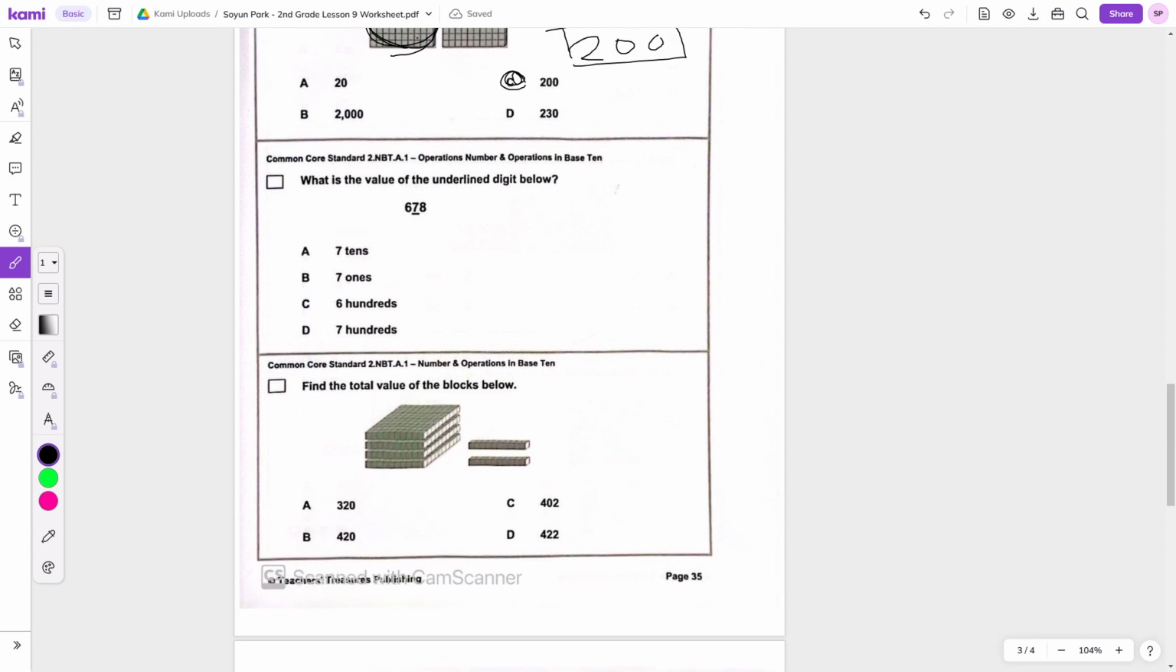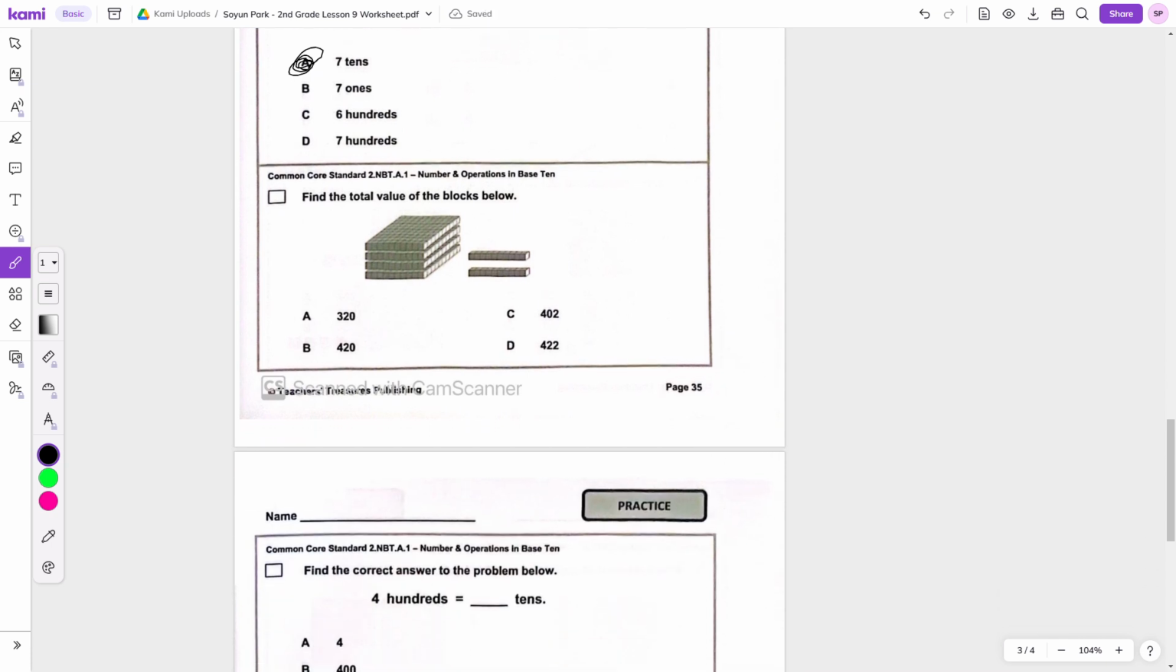What is the value of the underlined digit below? So ones, tens, hundreds, and then it's underlined below 7, right? So it'll be 7 tens, which will be A.